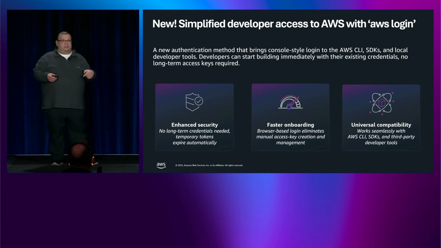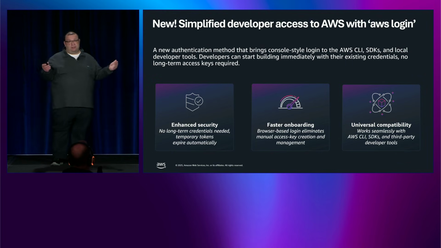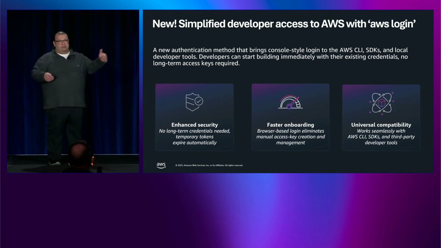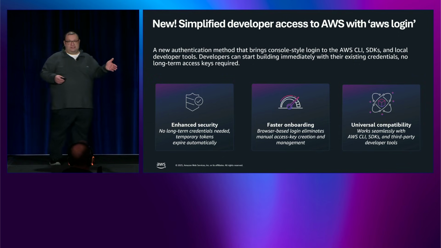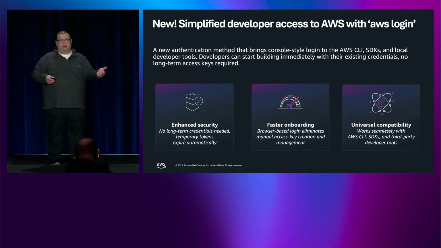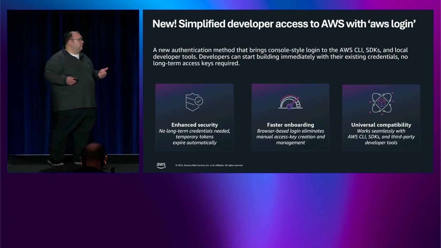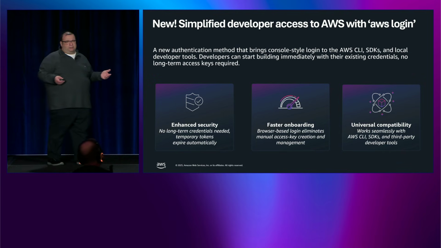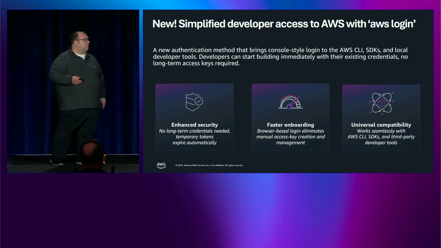Faster onboarding, especially if you're just experimenting, maybe you have your own personal AWS account and you quickly want to test something out. You create an AWS account and literally within a couple of steps, you automatically have secure CLI access without having to create access keys or secret keys. And it's universal compatibility, so it works with your CLI, your SDK tools, and various IDEs.